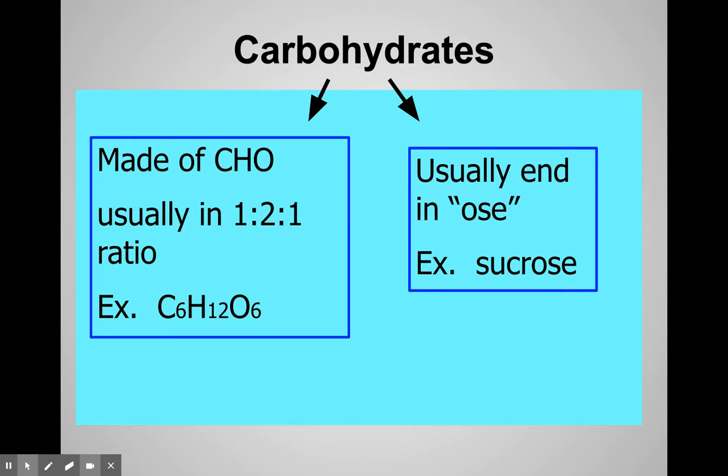Just a little bit of review, right? We have this 1 to 2 to 1 ratio with carbon, hydrogen, and oxygen. Now, obviously, there's more than 1, 2, and 1 here, but if you were to simplify this, for every 1 carbon, we would have 2 hydrogen and 1 oxygen, right? Because 6 goes into 6 1 time and into 12 2 times. Typically, carbohydrates are going to end in ose. An example would be sucrose.